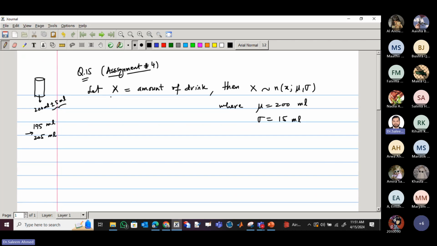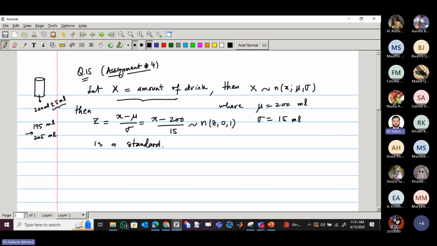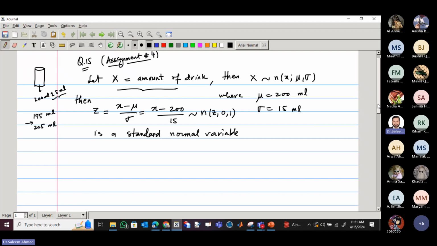Anyway, now whenever you write x, straight away define z. The variable z is x minus mu by sigma, where mu is 200 and sigma is 15. And this has a normal distribution with zero mean and unit variance, so we can say that this z is a standard normal variable. Whenever x is normally distributed, this z becomes a standard normal variable. So that's okay, we found the standard normal variable. Now we will answer the questions.